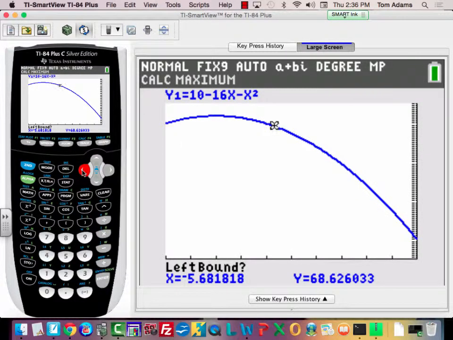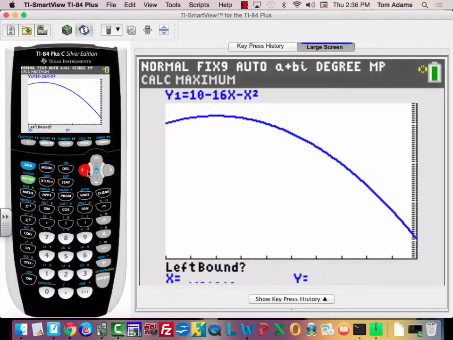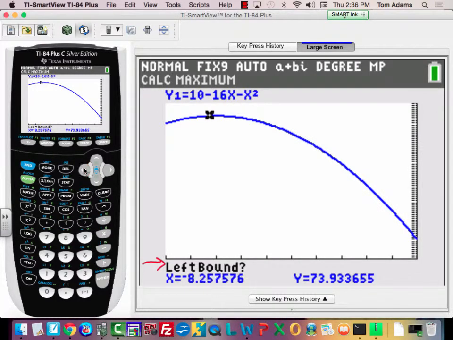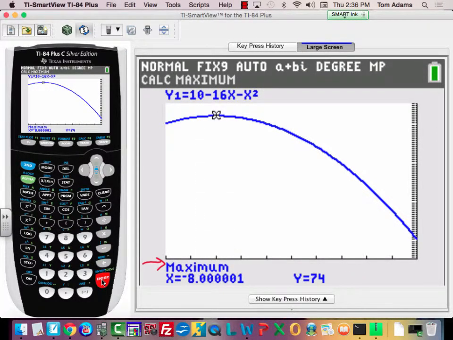I just got to move the cursor. See how this says left bound right here? I got to move the cursor a little bit to the left of the peak of the hill. Right there is about the peak, but I want to go a little bit to the left of that. Hit enter. Then I want to go a little bit to the right of that and hit enter. Then I want to go right smack dab in the middle and hit enter. And the maximum occurs at negative 8, positive 74. And from the graph, you can see that it opens down. Any questions? Okay, good.